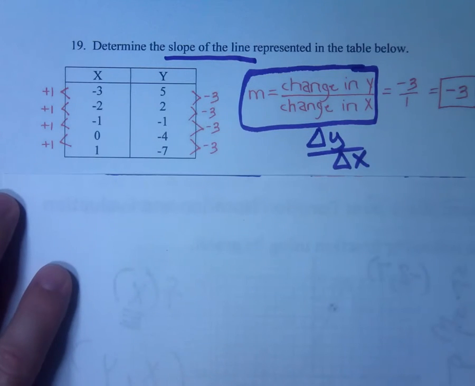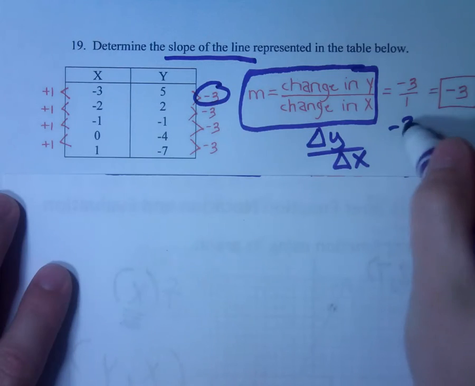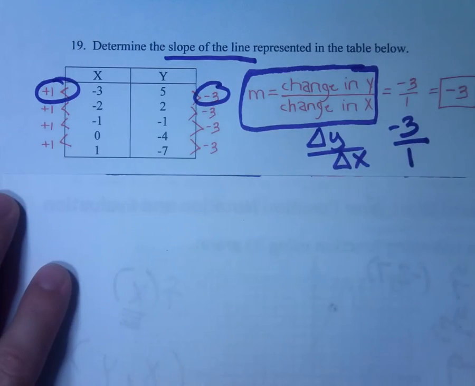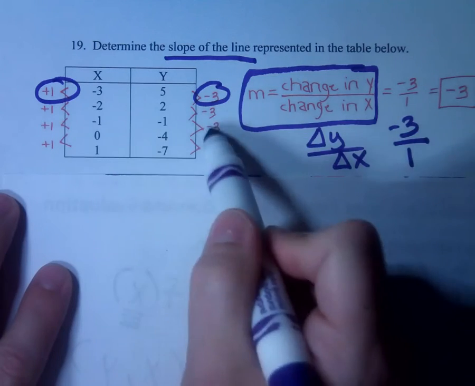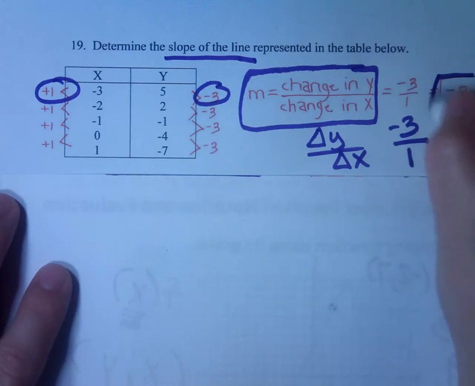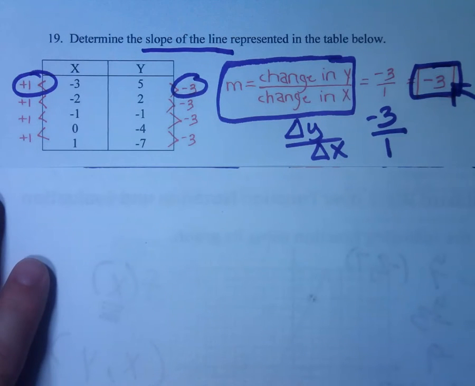Down 3. So in order to calculate this, I take my change in y, negative 3, over my change in x, positive 1, and I get that the whole way through the table. So I know this is linear, and I know that means the slope is negative 3. So change in y over change in x.